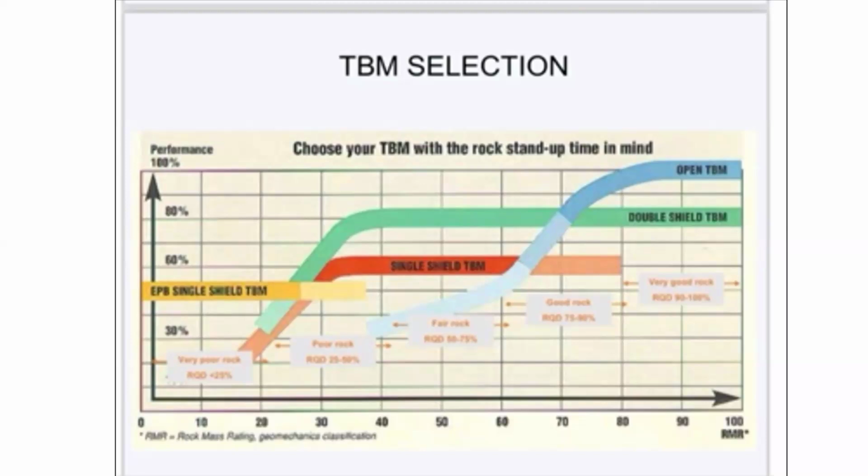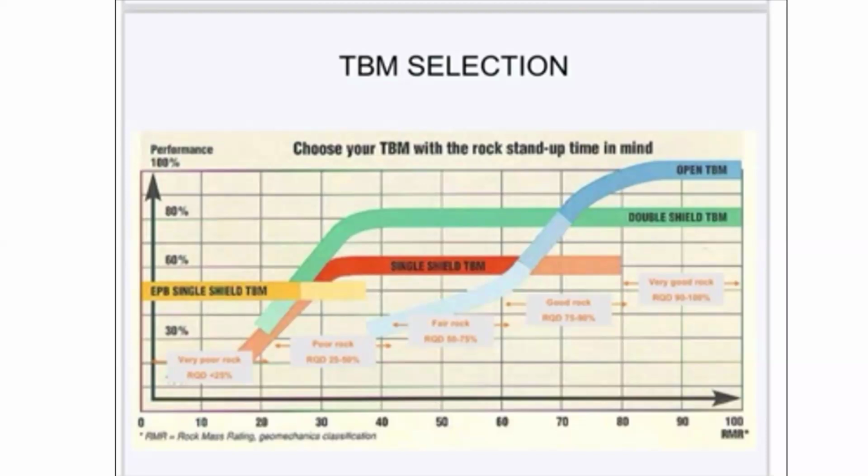Suppose the rock has a UCS value of 100 MPa or 120 MPa, there will be a lot of wear and tear, and I will have frequent cutter head interventions, where I have to change my cutter head very frequently. In Bangalore Metro, AFCONS reported that after every 25-30 rings, they have to change the cutter head, because sometimes the rock was so hard. 25 rings means, if you take 1.5 meters or 1.4 meters, approximately 35-40 meters of advance, and they have to change the cutter head.